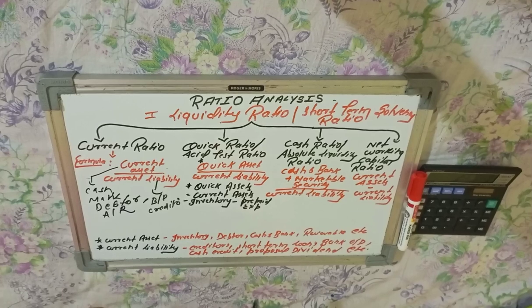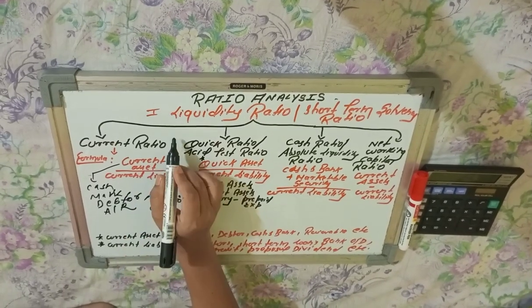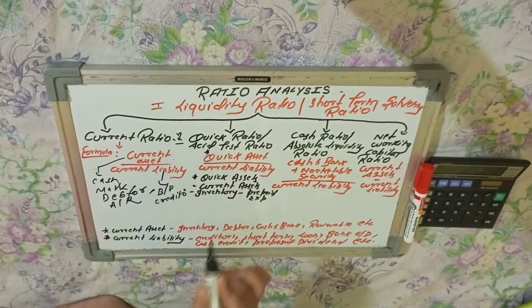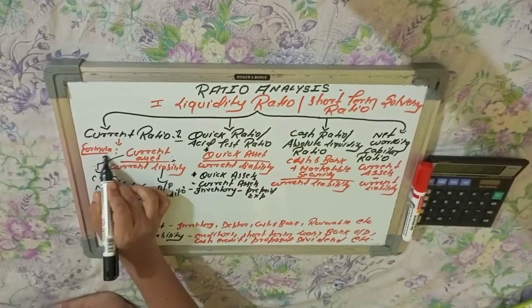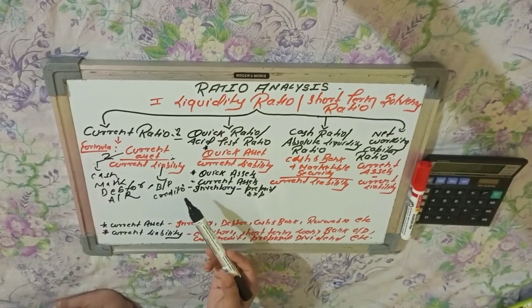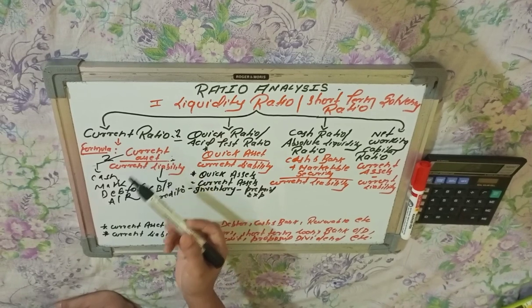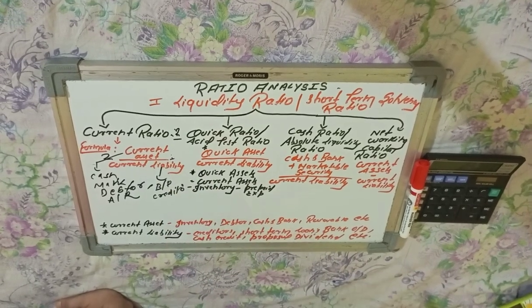So if I have a current ratio of 2, suppose the current ratio is 2, it means that you have 2 times the current assets to cover the current liability.